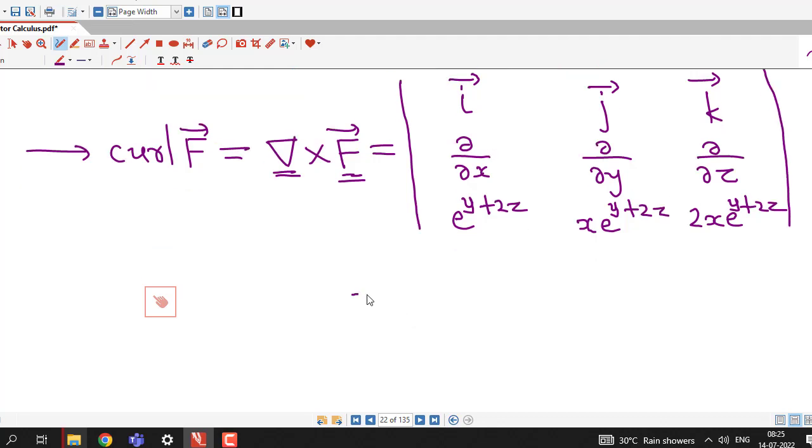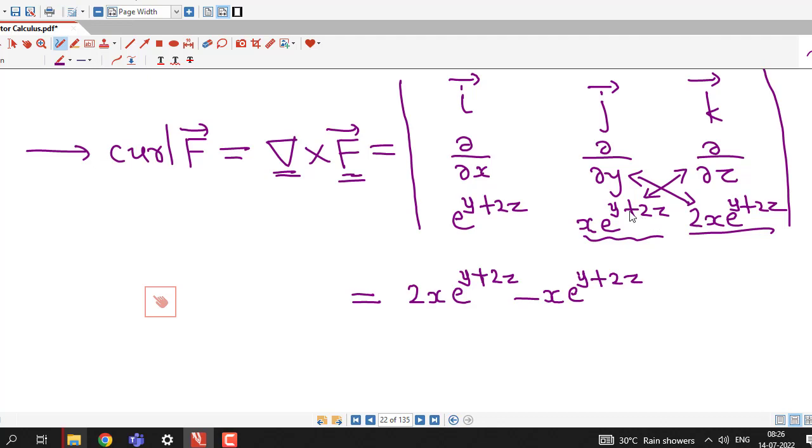And now we evaluate this determinant. So we first find out determinant of this 2 by 2 square matrix multiplied with i bar. Here derivative is with respect to y, so we will consider 2x as constant. Derivative of e raised to y plus 2z is e raised to y plus 2z into derivative of y plus 2z with respect to y, and that is going to be 1. So this is by chain rule. Minus partial derivative of x e raised to y plus 2z with respect to z. So we keep x as constant. Again, derivative is e raised to y plus 2z into derivative of y plus 2z with respect to z, and that will be 2. So that 2 I write here. So this is multiplied with vector i.